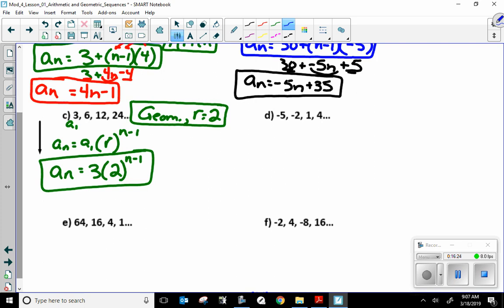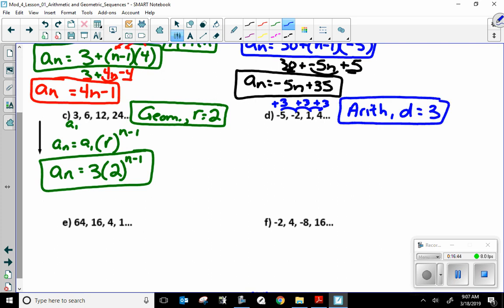Woohoo! The fourth one, letter D. Okay, negative 5 to negative 2 to 1. Well, 1 to 4 would mean I add 3. And guess what? Negative 2 to 1 is still add 3. Negative 5 to negative 2 is still add 3. So this is arithmetic. My common difference is a positive 3. Okay? My first term is negative 5.